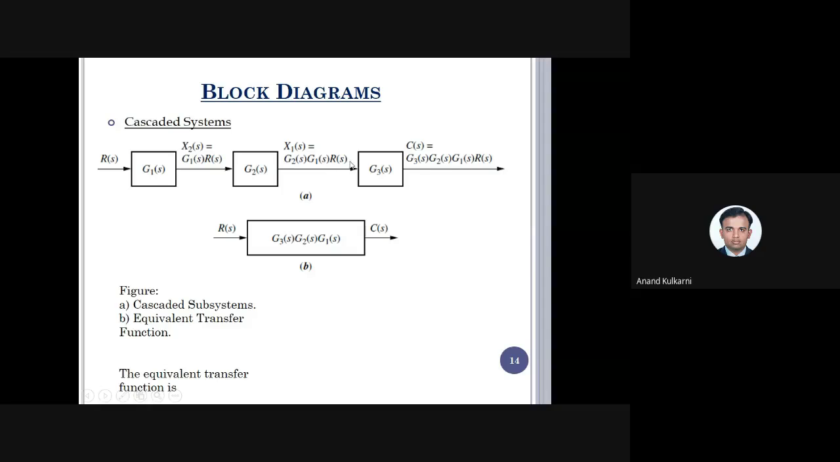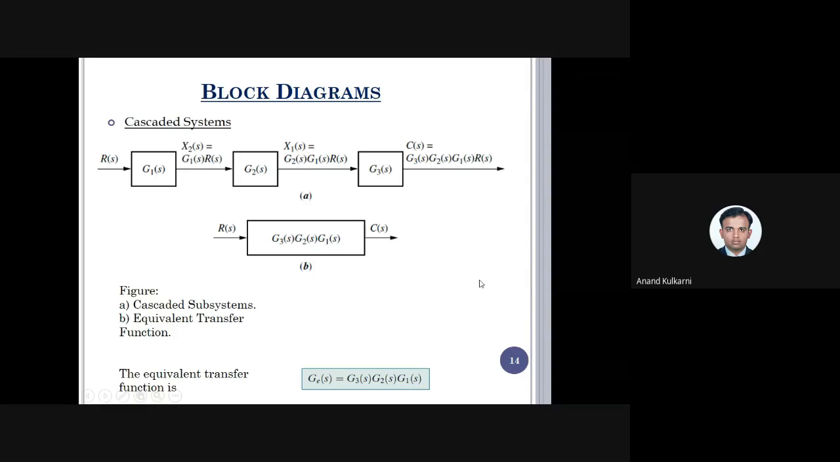So the output, whatever is there here, becomes the input for the third block. So the input for this block is G1 of S, G2 of S into R of S. So the output will be G1 of S, G2 of S, and G3 of S into R of S. As I told, it is commutative. You can write anywhere, no problem. So if this block is there, how can I write? You need not write these intermediate things. You can directly write C of S is equal to G1 of S, G2 of S, G3 of S into R of S. So this is your input, this is your output, and this is nothing but the equivalent transfer function of this entire cascaded block.